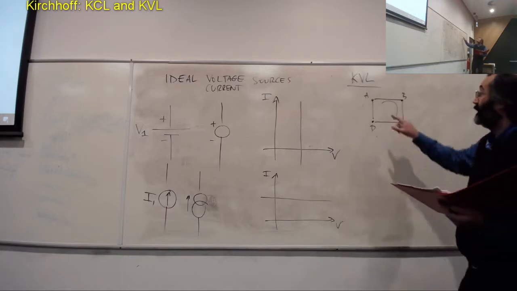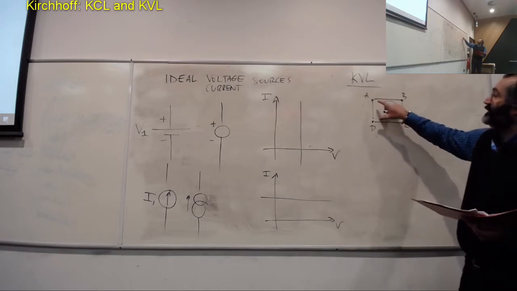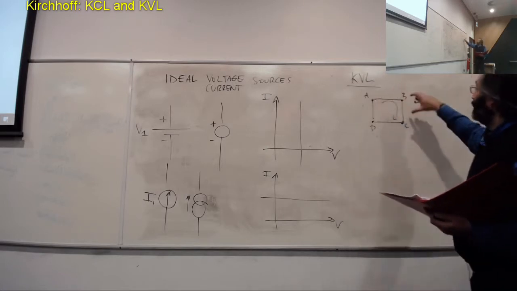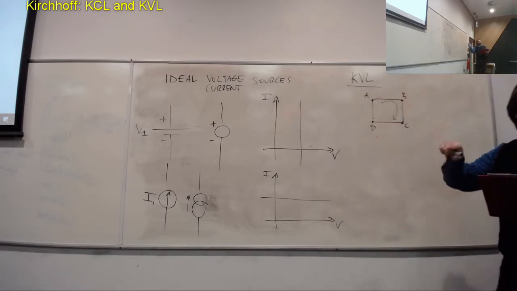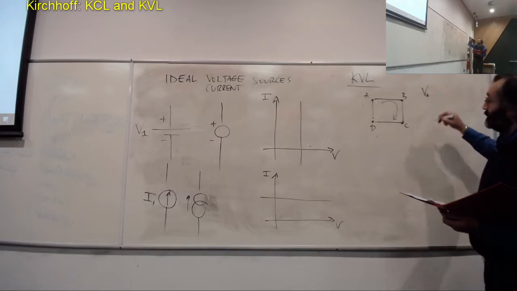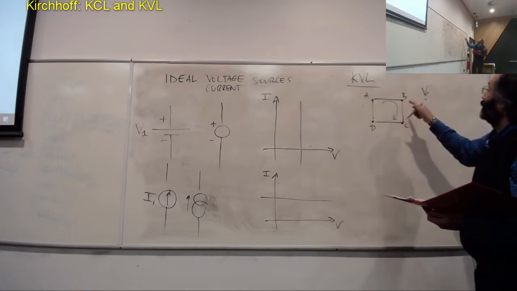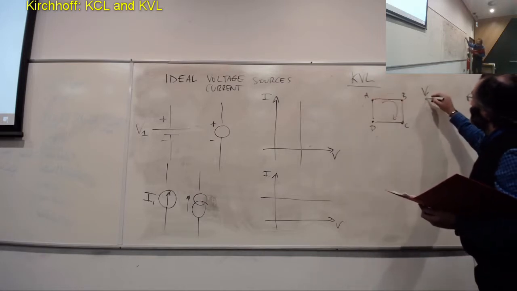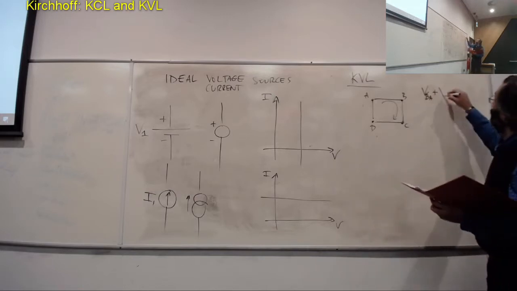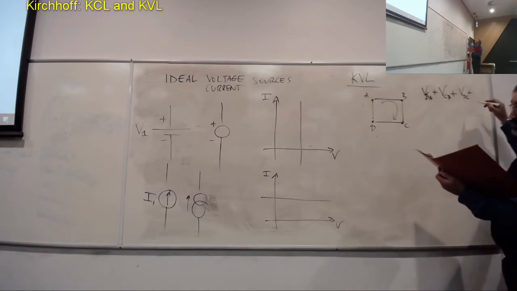What do I mean? For example, if I consider this direction of rotation, I will take VA minus VD plus VB minus VA plus VC minus VB. Okay? Always in the same order. According to the formalism we used previously, VB minus VA, I will indicate as VBA, plus VCB, plus VDC, plus VAD.